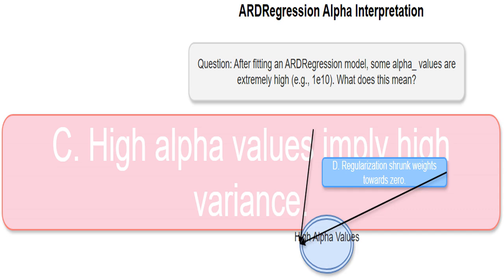A high alpha indicates high precision, meaning the model is very confident that the feature's impact is close to zero. It suggests that the feature is not very relevant. That's a great finding for model simplification.